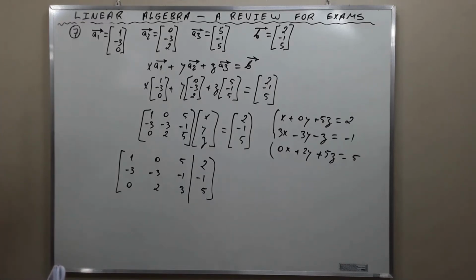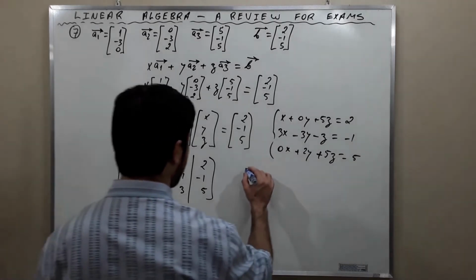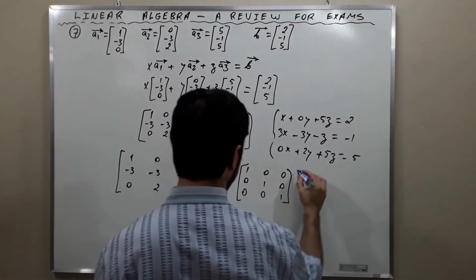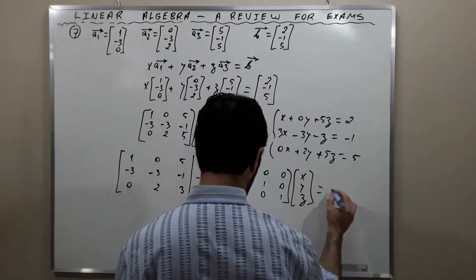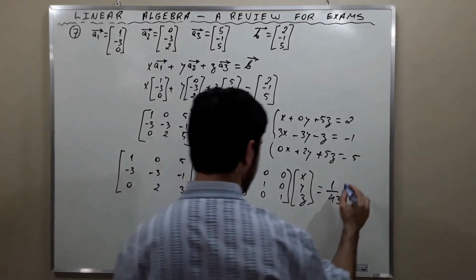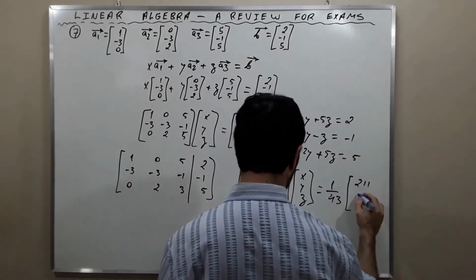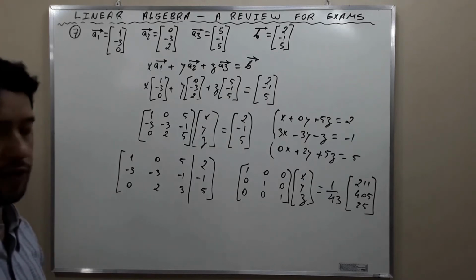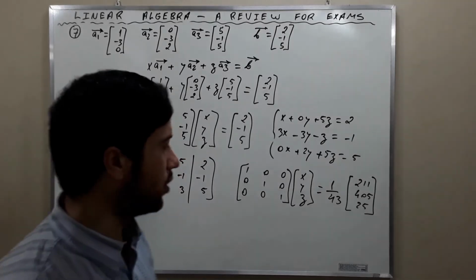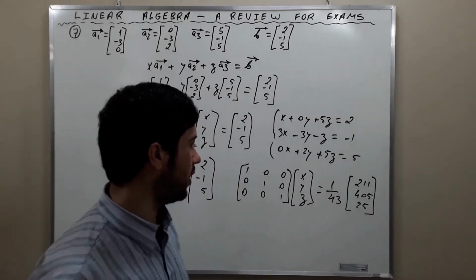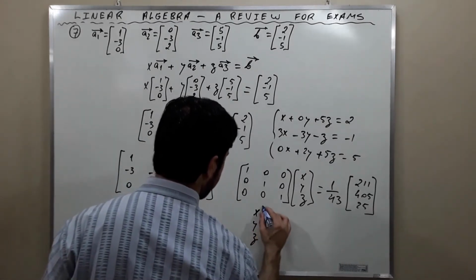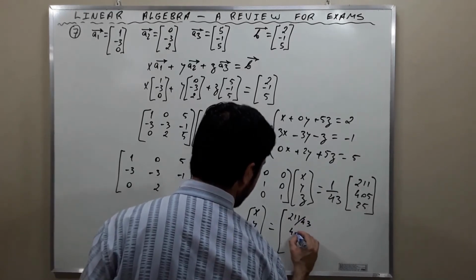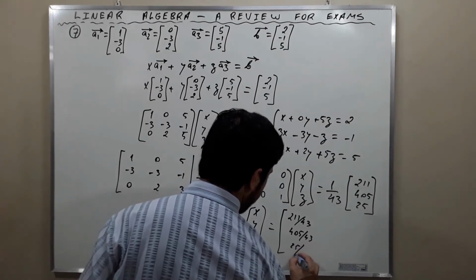All right, and ultimately you're going to find this: 1 0 0, 0 1 0, 0 0 1, multiplying x, y, and z, and here 211 over 43, 405 over 43, 25 over 43. Okay, so what does it mean? It means that the system is consistent. It means that there is a solution. Okay, this is the solution. x, y, and z are equal to 211 over 43, 405 over 43, and 25 over 43.